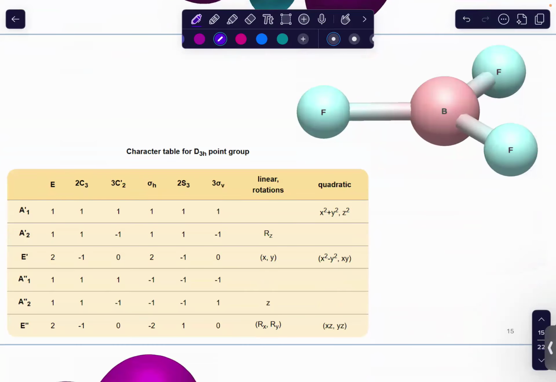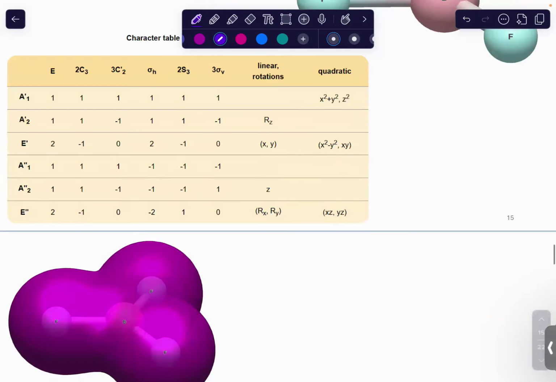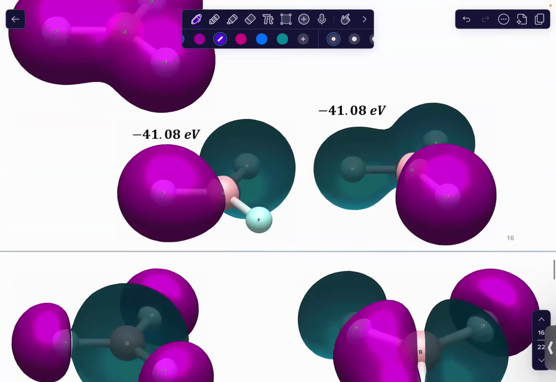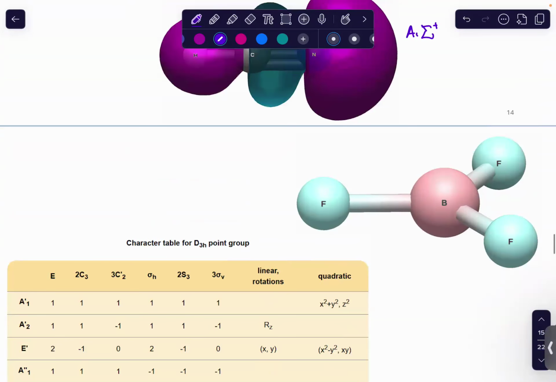Let's look at BF3, something a little more straightforward, a D3H. First off, where am I going to take this apart? Oh, okay, we'll do that later. So your boron, sp2. Now, this is where you start. You're at this level now where you're going to see chemists go, I don't agree with you.